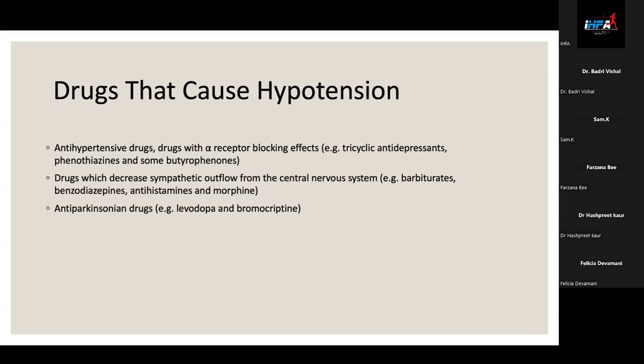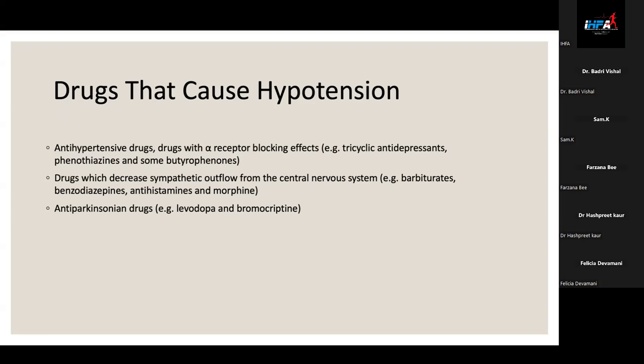So we need to be very cautious about hypotensive conditions, where antihypertensive drugs with alpha receptor blocking effect, like tricyclic antidepressants, phenothiazines, and some butyrophenones, can cause hypotension, and we need to keep a check that the patient is not taking all these kinds of drugs very frequently.